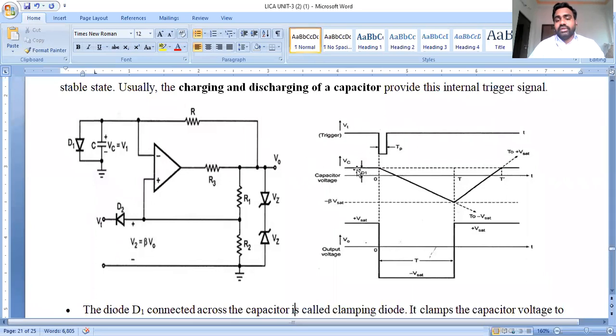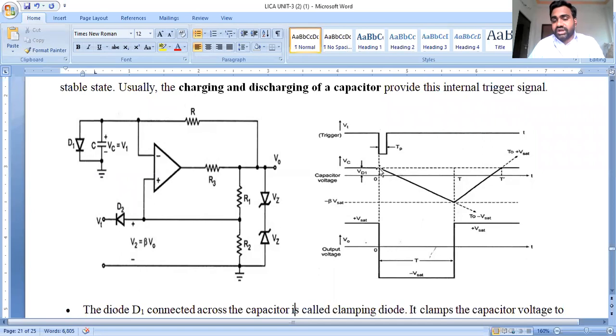Before the application of this negative shot, at the initial condition, the capacitor is charged at VC volts, and VD1 is nothing but the voltage across the diode, that is 0.7 volts. At this 0.7 volts, the capacitor is charging with respect to the output voltage fed through the feedback resistor, and the output experienced is the negative saturation condition.